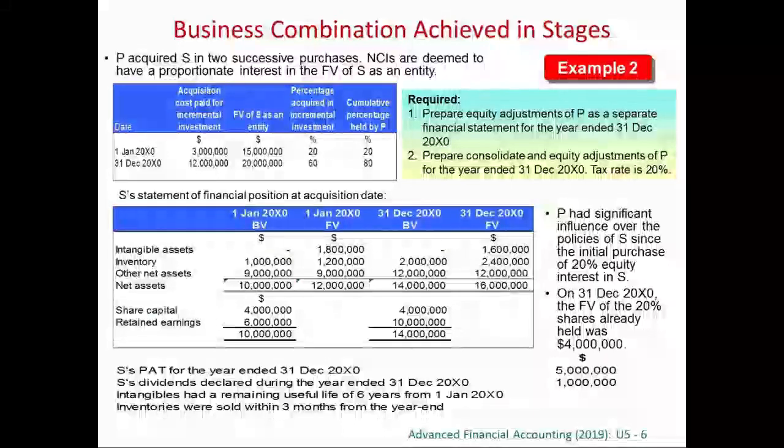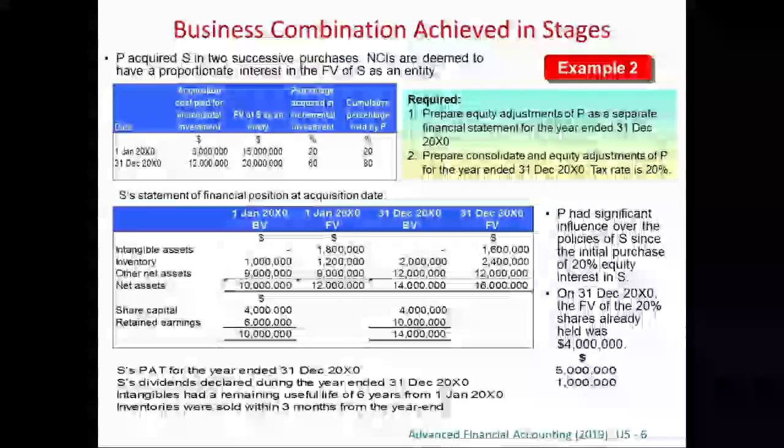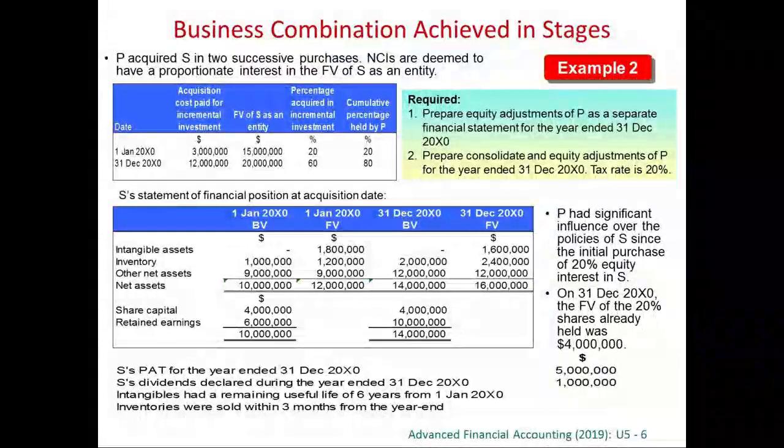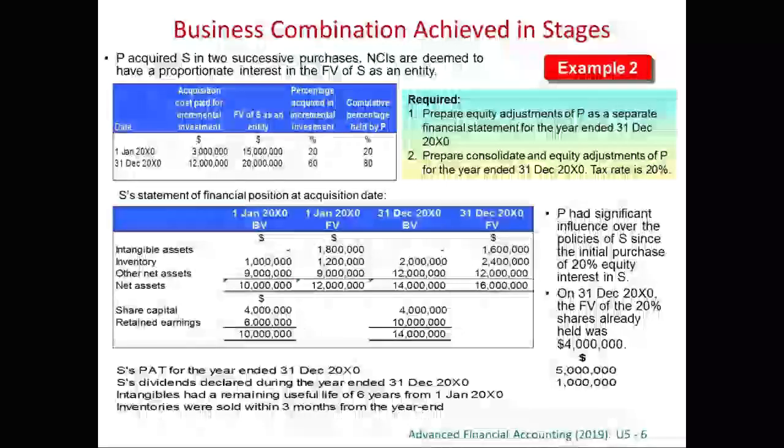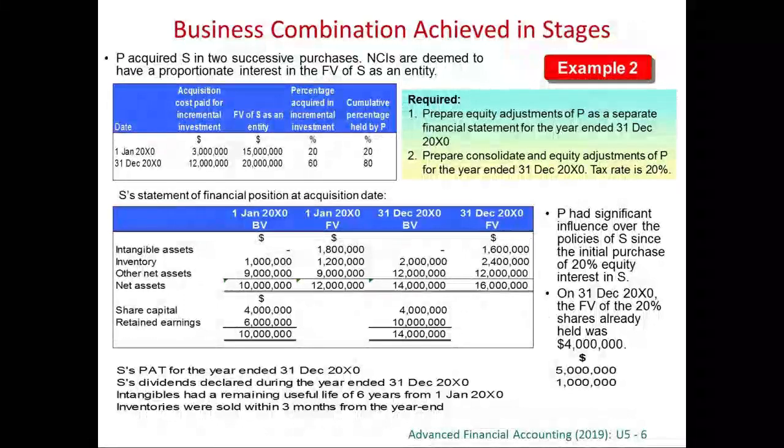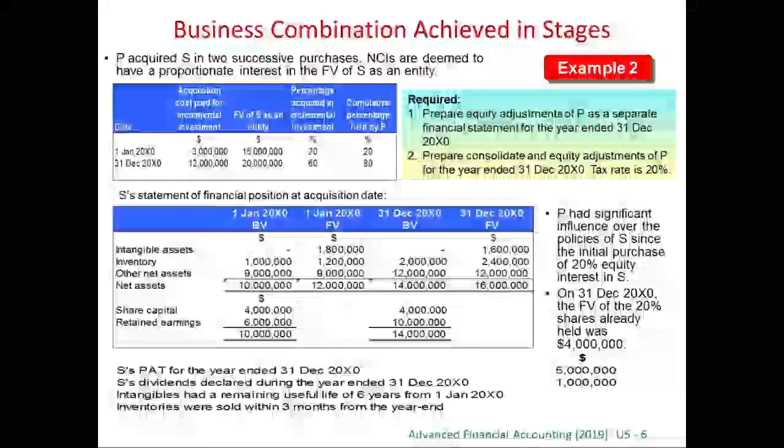Of course, in this question, we use the first day and the last day, right? If actually we acquire 60% on 1st of October, then there will be 9-month equity method, 3-month consolidation. It will be the case. Anyway, we first use the equity method, starting from 1st of January.